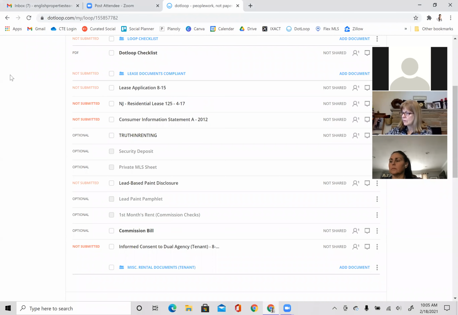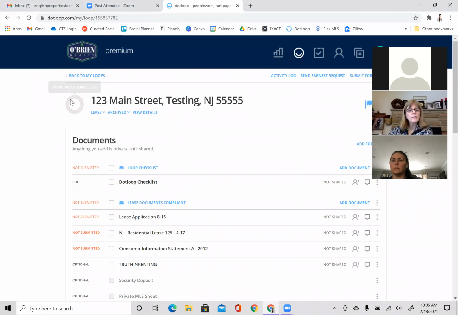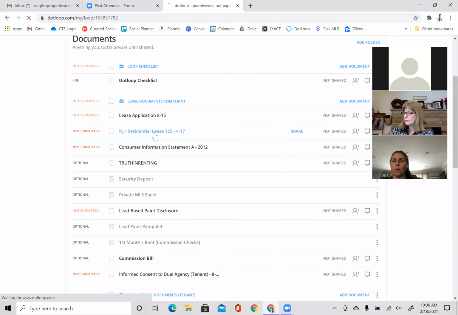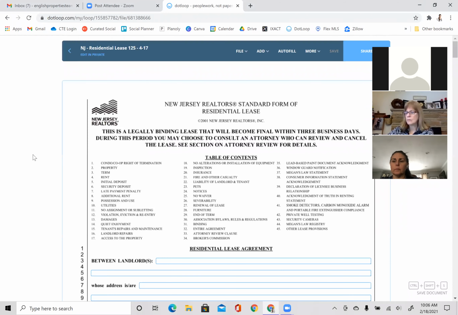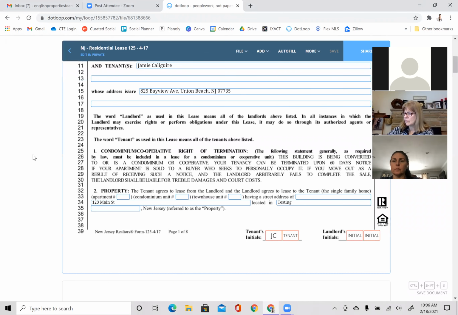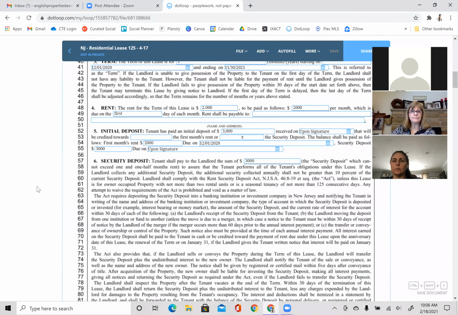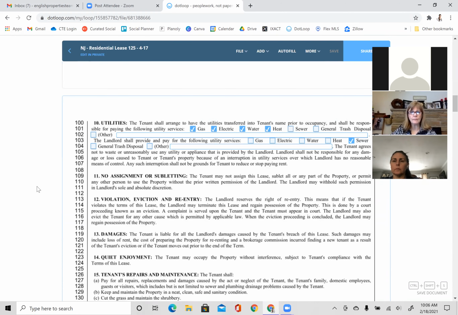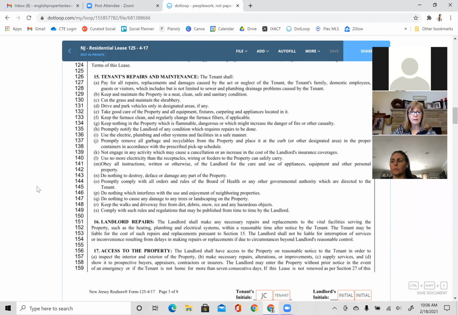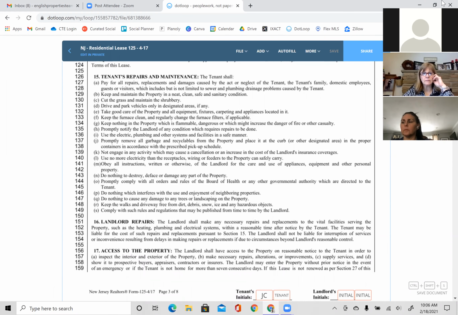Now do you guys see my Dotloop? Yes. Okay, so let's open up the lease here and we'll scroll down to 15. Did you guys have any questions if you were on it last time before we get into the section he's talking about? Okay, so let's move this over a little bit. There we go. Okay, so section 15 here talks about tenant repairs and maintenance.